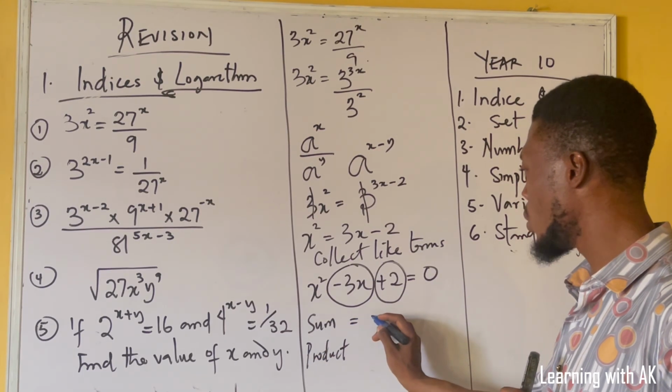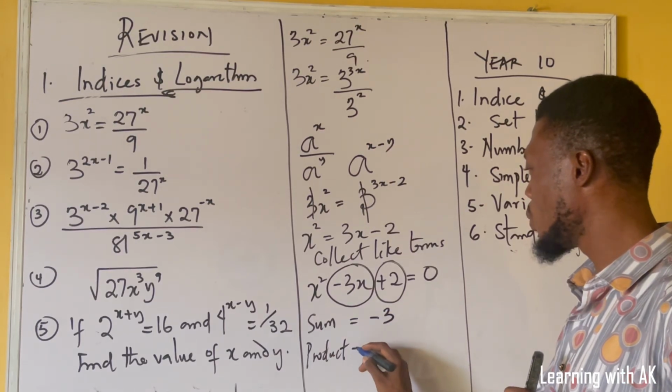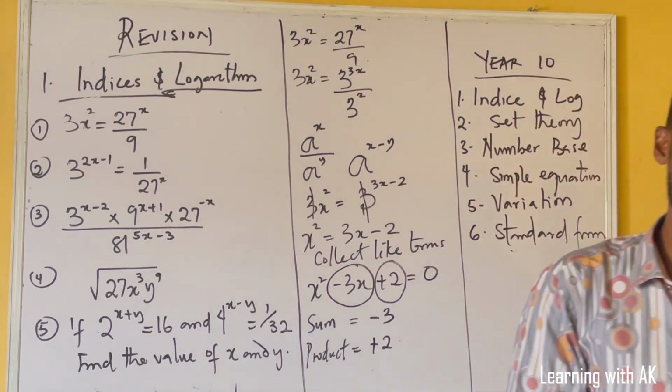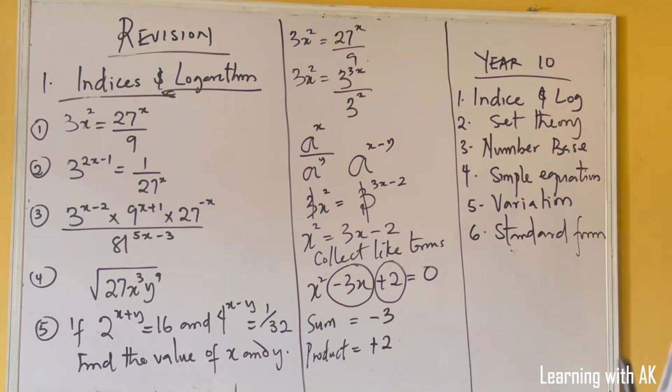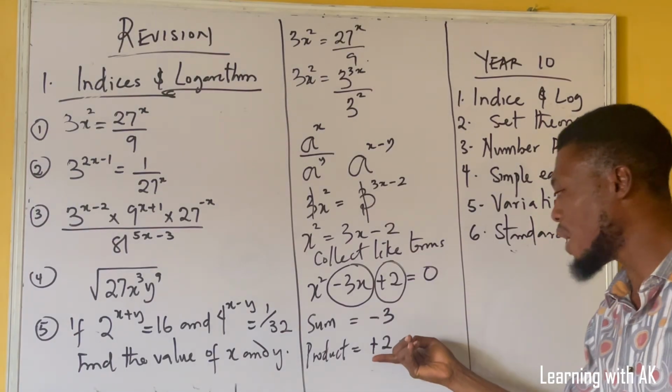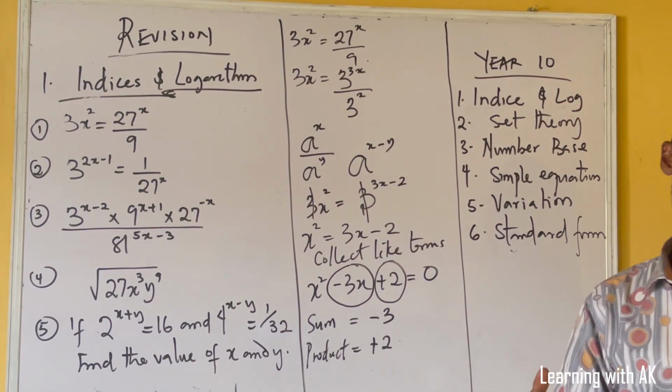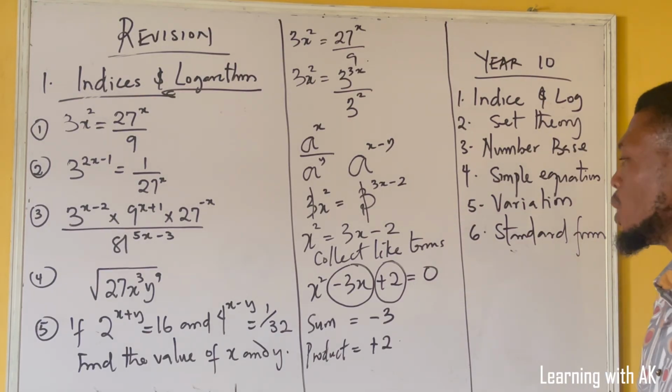Hence, the sum here is what? Minus 3. And the product here is what? Plus 2. Then we need to look for two numbers: two numbers that when you multiply them together, you have 2, and when you add them together, you have -3. So what is the number? Think.